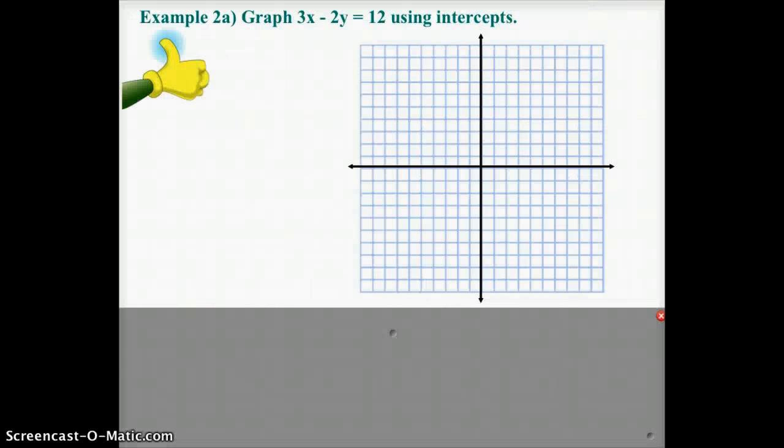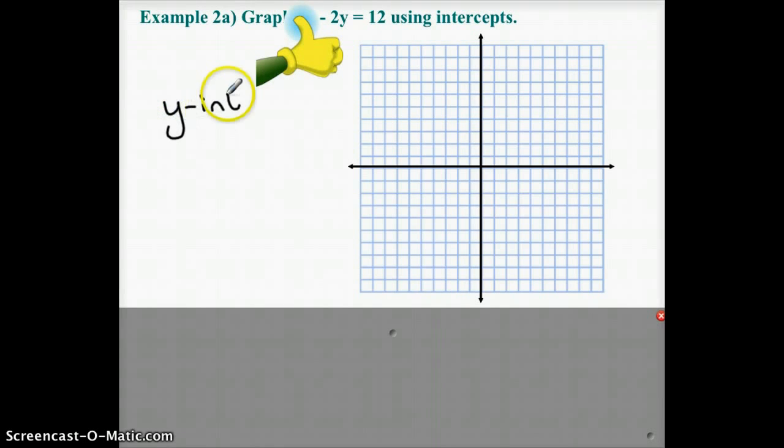Okay, so if I'm trying to graph 3x minus 2y equals 12 using intercepts, I'm going to go ahead and use my method. So 3x minus 2y equals 12. I'm going to find the y-intercept by covering up x. X is gone at 0. So I just have negative 2y equals 12. So if negative 2y equals 12, then my y-intercept equals negative 6. Okay, or I could say (0, negative 6).